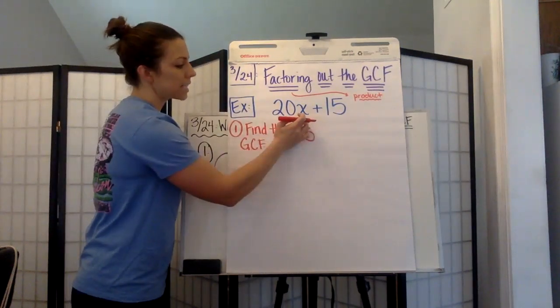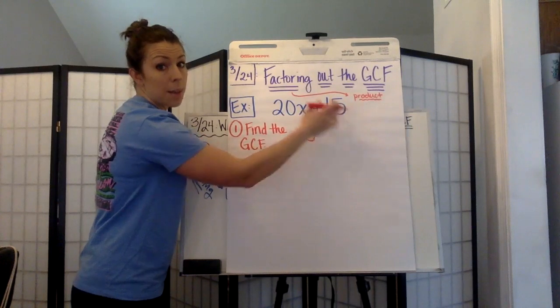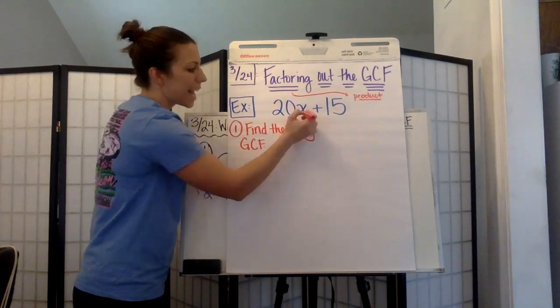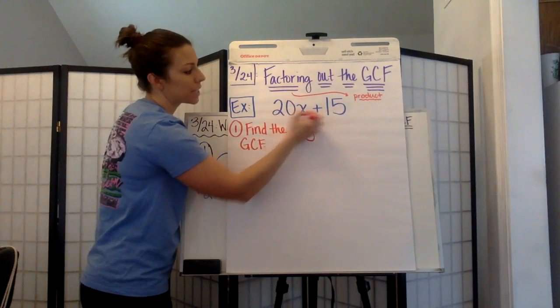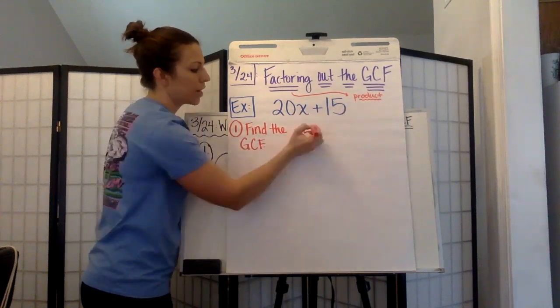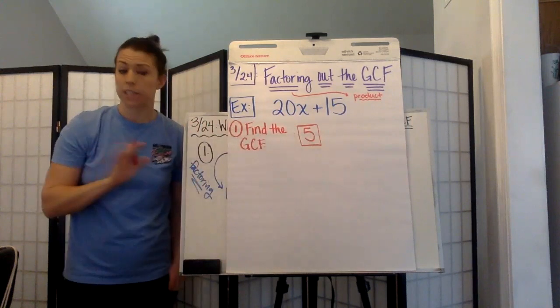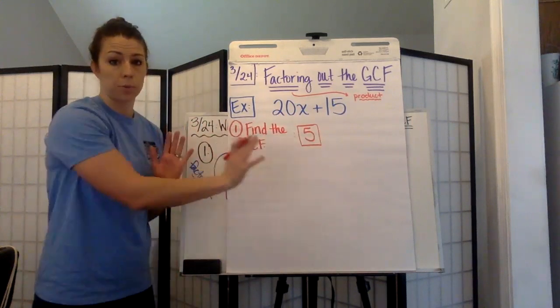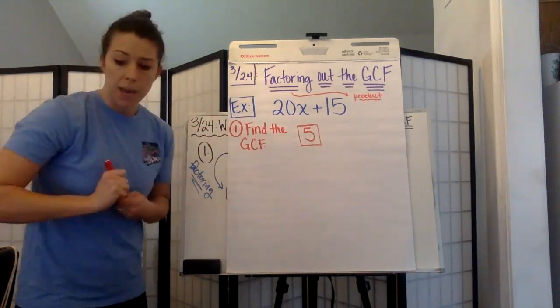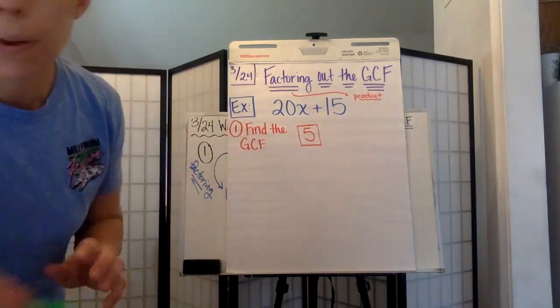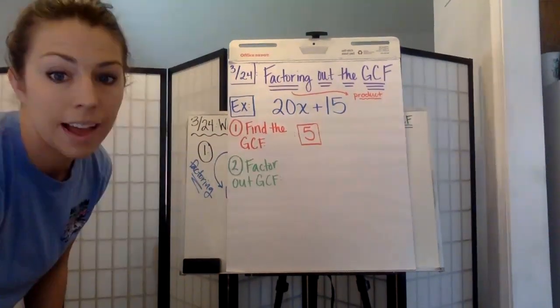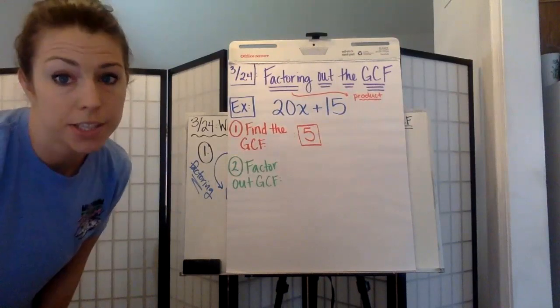This has an x, this does not, meaning that I can pull an x out of this term, but there is no x to pull out here. So my GCF here is simply 5. That's all I can take out of both monomials. Okay, second step, coming right up, is to factor out the GCF.